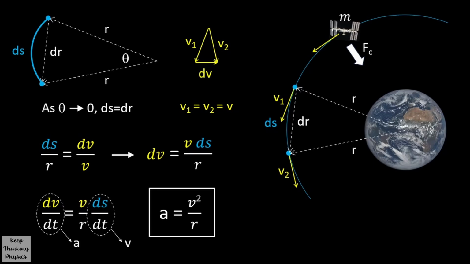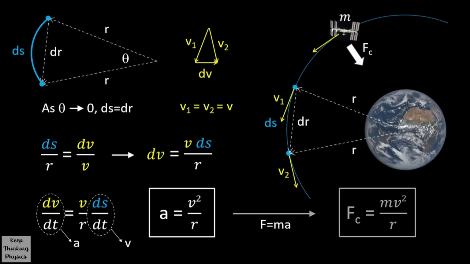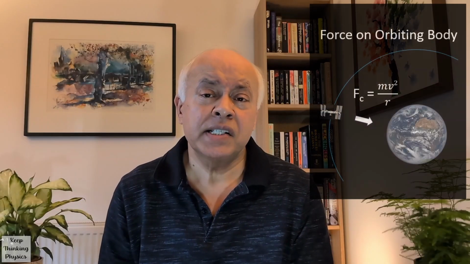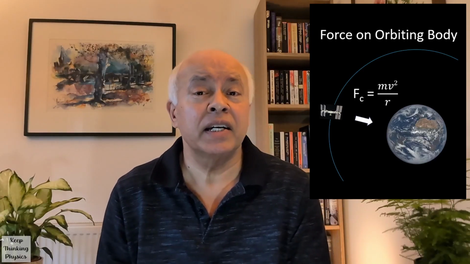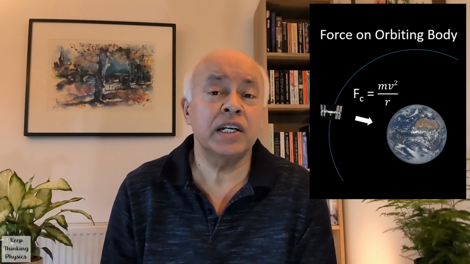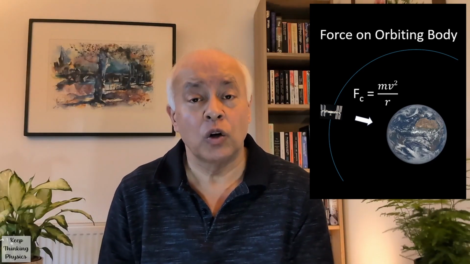We know from Newton's second law that F equals ma, so finally we can get an expression for the centripetal force Fc. This centripetal force always points towards the centre of the Earth, and it's this force which keeps the ISS moving in a circular motion along its orbit.